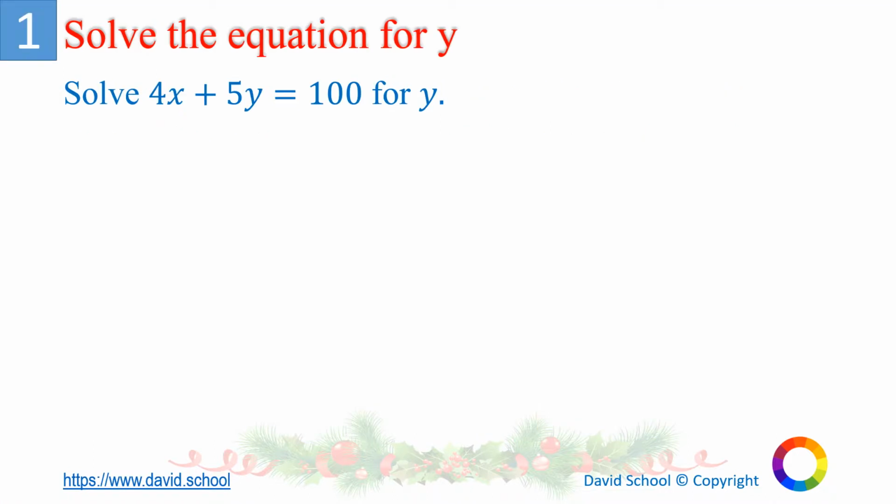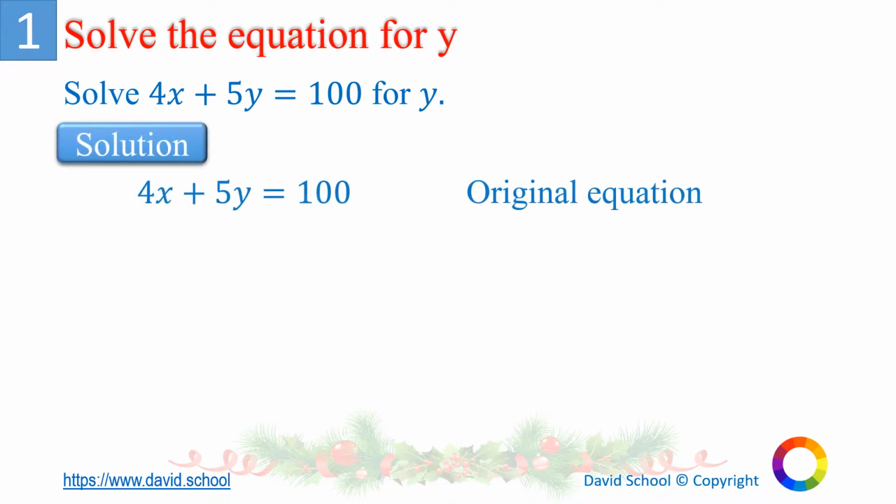Example 1. Solve the equation for y. We have 4x plus 5y equals 100. We write the original equation first. Here we need to isolate y, then write all other terms on the right side. In order to do that, we subtract 4x from both sides of the equation.